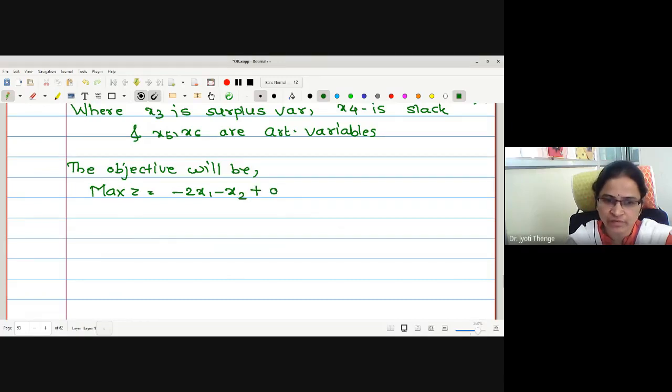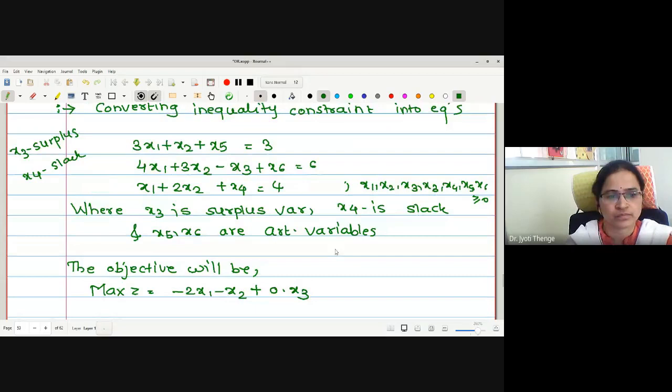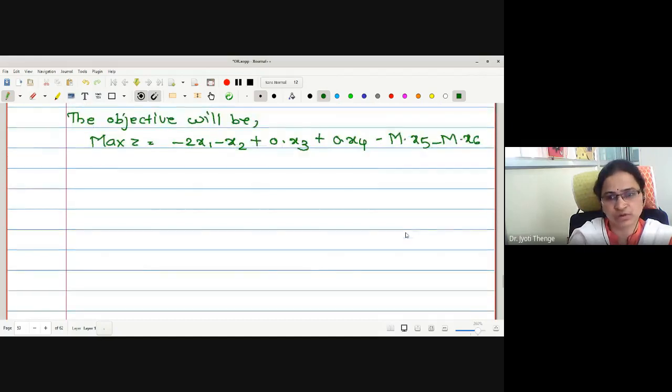What is the cost of the added variables? 0x3 and 0x4. Zero cost for those, as they are slack and surplus. What about the artificial ones? This is minus M x5 and minus M x6. Okay, this will be the new objective function under consideration. Now we will write the table. Initial table.